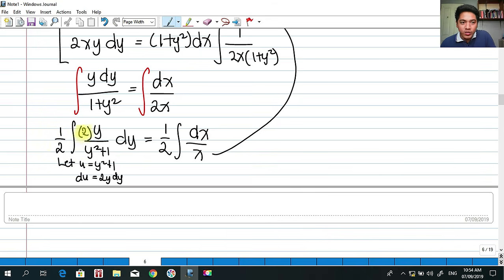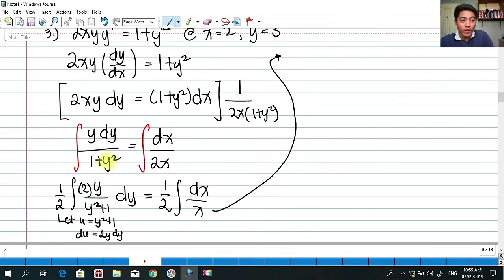So whatever it is that you multiplied inside of the integral just to satisfy this du, you're going to get the reciprocal of that and again multiply it outside of the integral. So in this case, we multiplied by 2 to perform u substitution, and the reciprocal of this is 1/2. So you're going to multiply it by 1/2. That is the correction factor.